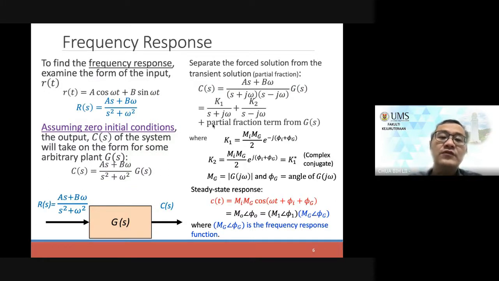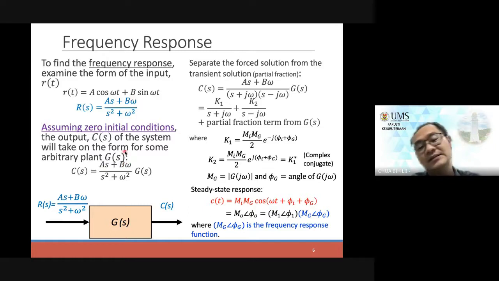So now, in order for us to find the frequency response, we would first observe the input, the R(t) itself, which could be described by a sinusoidal equation. We have maybe A cos omega t plus B sine omega t. If we take this into the Laplace transform form, it would be (As plus B omega) over (s squared plus omega squared). We assume that the initial condition is zero.